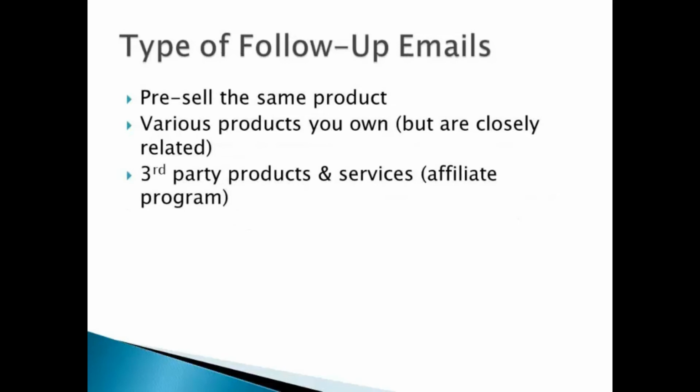Types of follow-up emails. Pre-sell the same product, various products that you own but are closely related, third-party products and services, like affiliate programs. There are basically 3 types of follow-up emails you can write to be set on autopilot with your autoresponder. The first is that you can pre-sell the same product over and over again.